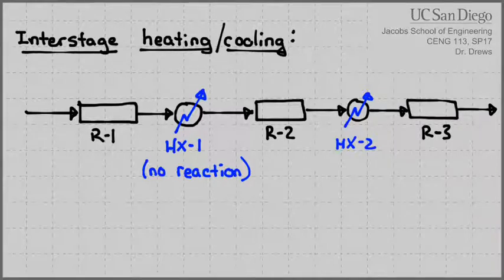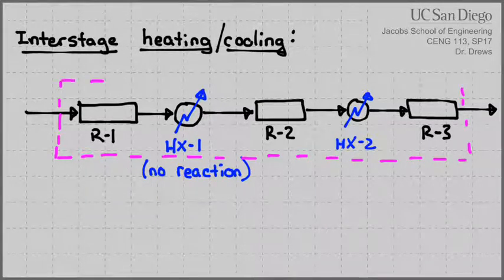Just like before, we're only interested in the overall conversion here. You can prove that the following analysis works if you do it on a case-by-case basis, analyzing reactor 1 and then reactor 2 and reactor 3. But the math gets simplified a little bit if you talk about overall conversion. So we're going to imagine that we put a box around this entire system. And that's the overall conversion that we're going to talk about.